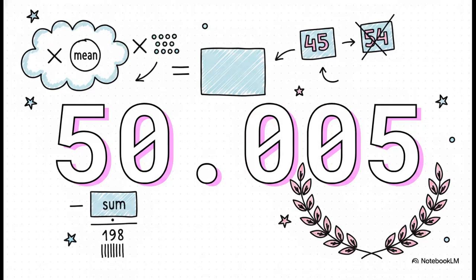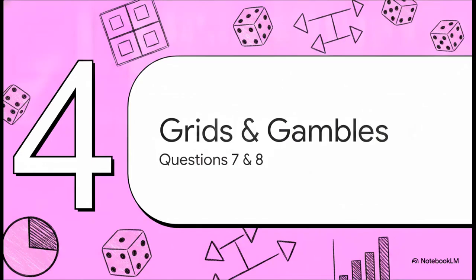First up, we just multiply our original 200 observations by the mean of 50 to find our total sum, which is 10,000. Next, we slice out the incorrect 45 and 54, leaving us with a new sum of 9,901. We then divide this new sum by our remaining 198 observations, landing us at a beautifully precise corrected mean of roughly 50.005.